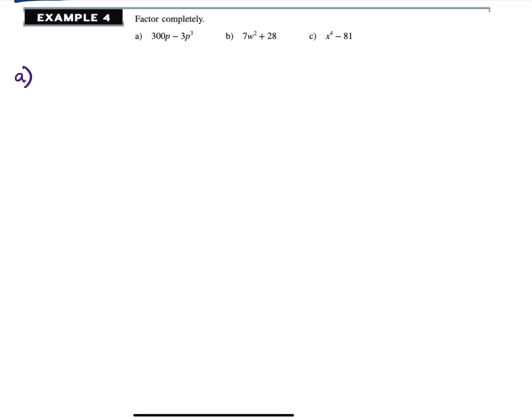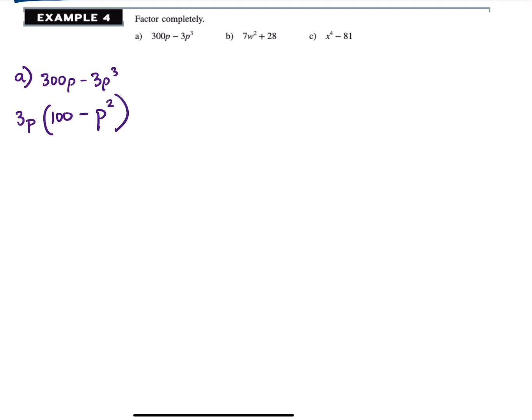In example 4, part A, we have 300p minus 3p cubed. So first I'll see, can I factor something out of both terms? They're both divisible by 3, and they both have a p term. So that would leave in parentheses, 300 divided by 3 is 100. And we factored out the p variable, so that won't have one. And then for the second term, we took the 3 out, we divided by 1p, so there should be p squared left over, 100 minus p squared.